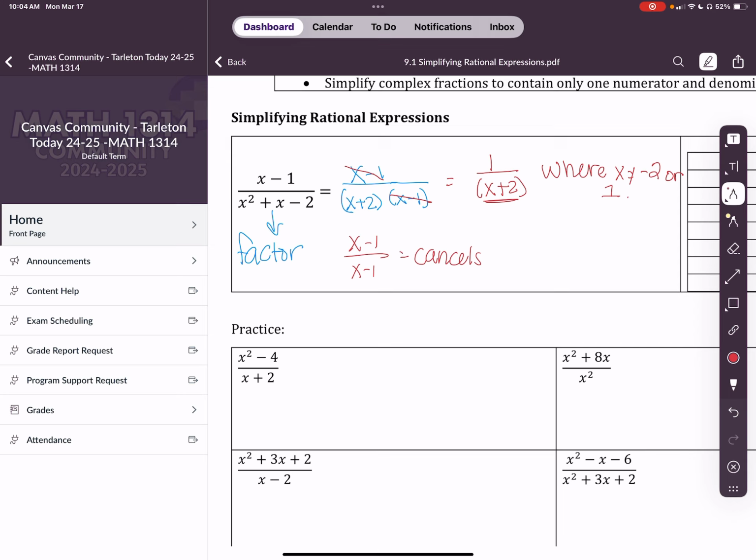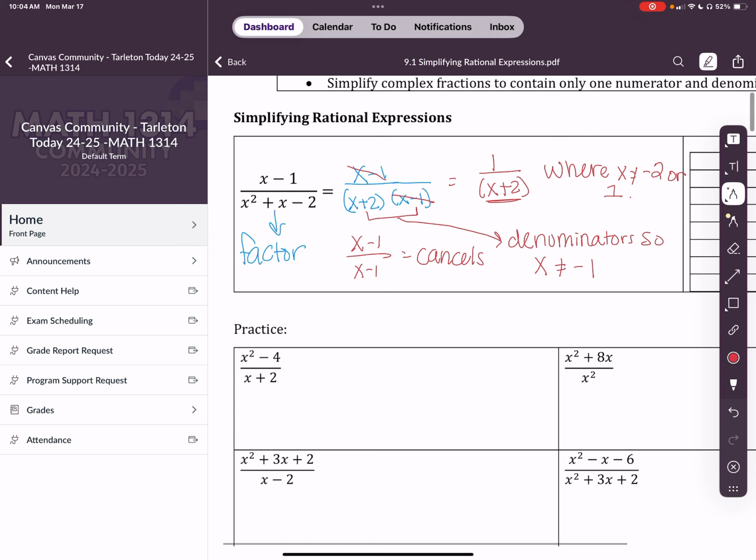Okay? And so the reason for this is because, I'm going to make this note here. Those are your denominators. So x cannot equal negative 1 or, not negative 1, positive 1, sorry. Let me erase that negative sign. Positive 1 or negative 2.